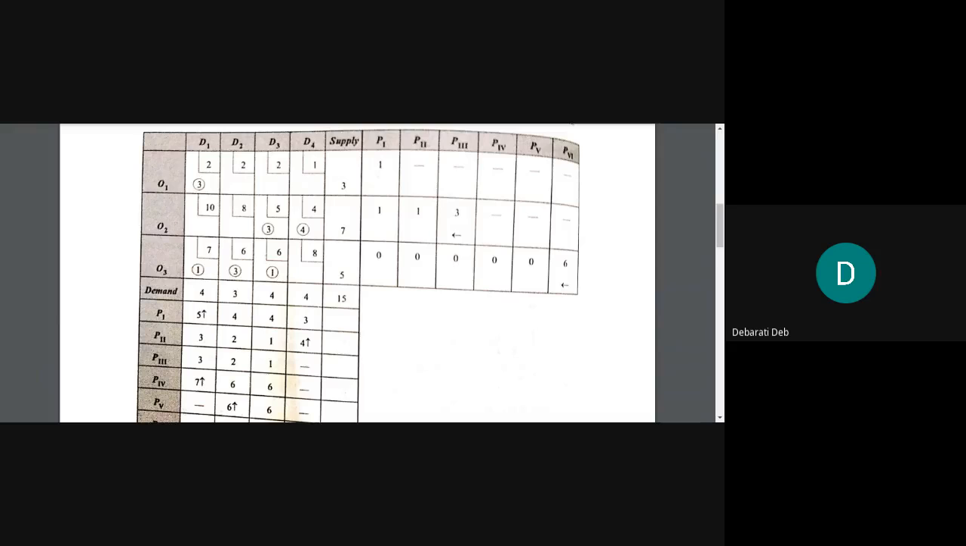All right. So after following all the rules, you will see that this is the initial basic feasible solution. Having how many allocations? Tell me, one of you, how many allocations are there in this initial basic feasible solution? How many? Six. It is 6.